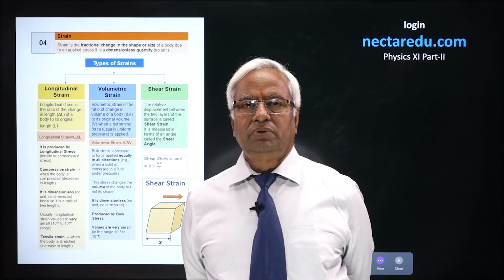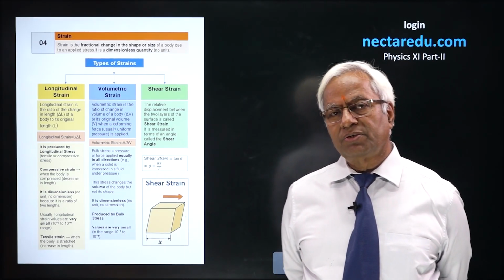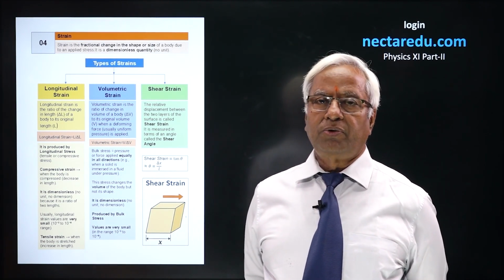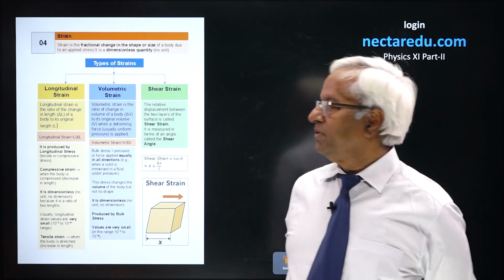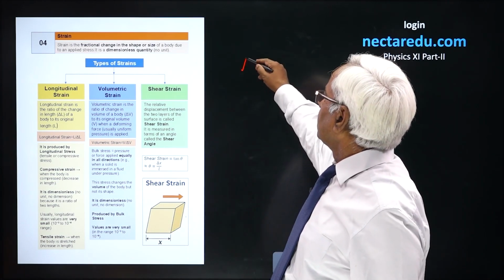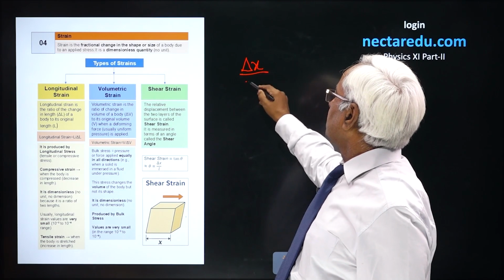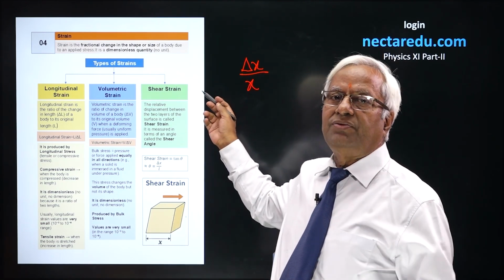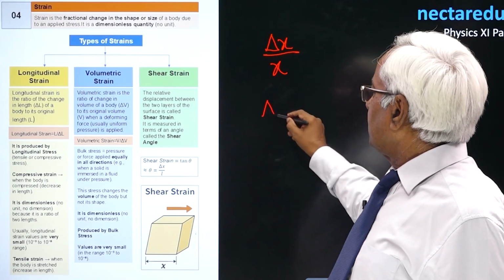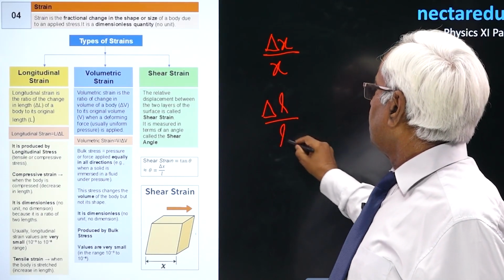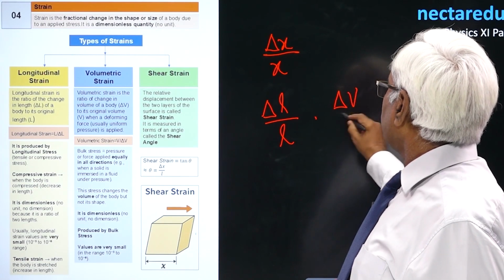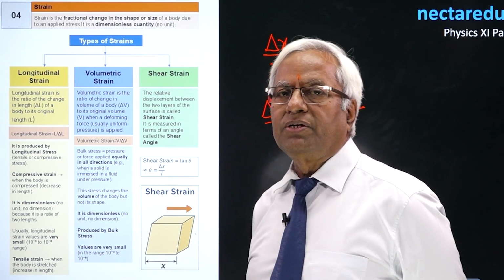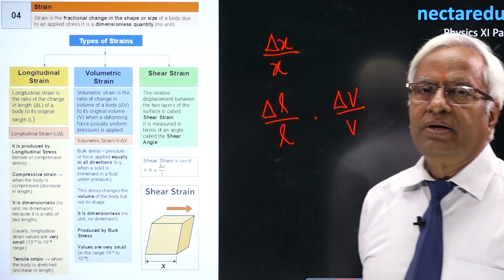Strain. The most authentic definition of a strain is the relative deformation in a body. Relative deformation means relative change, so it becomes delta x by x. This is called relative change. When the change is in length, it becomes delta L by L. When the change is in volume, it becomes delta V by V. So, the relative change produced in a body is called a strain.